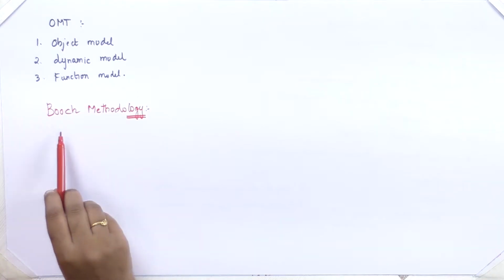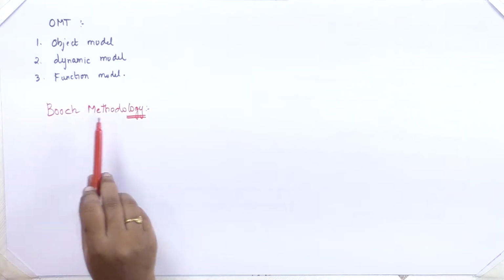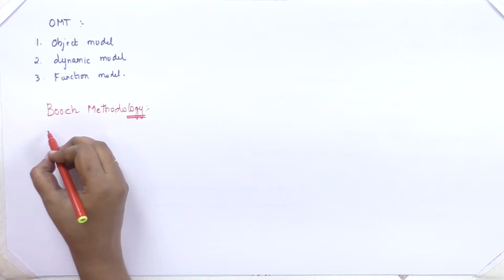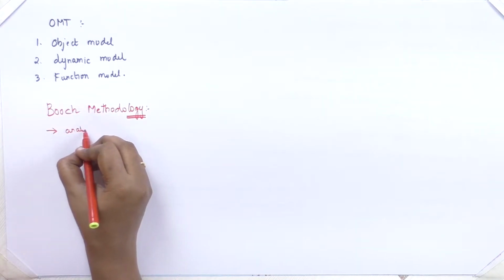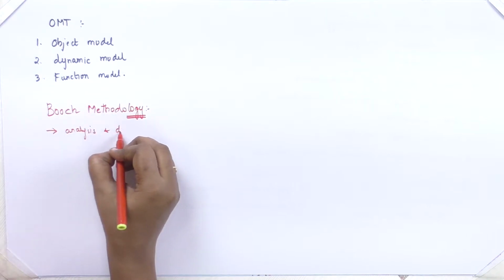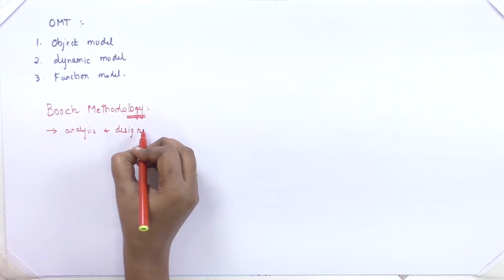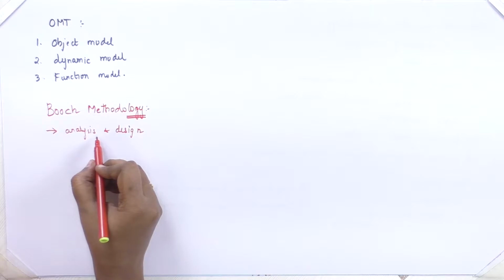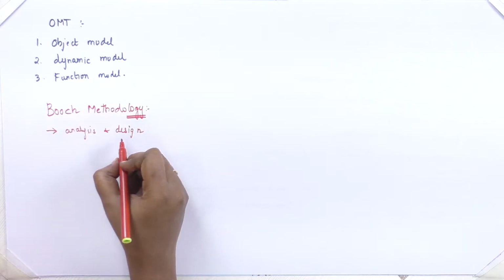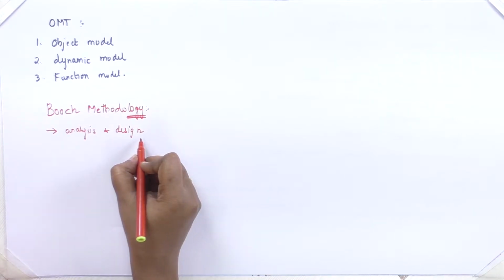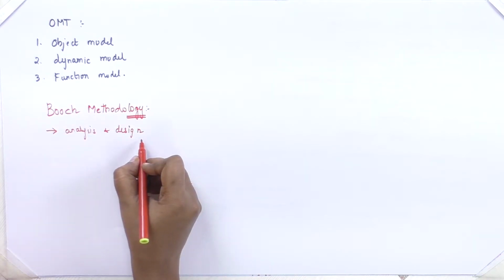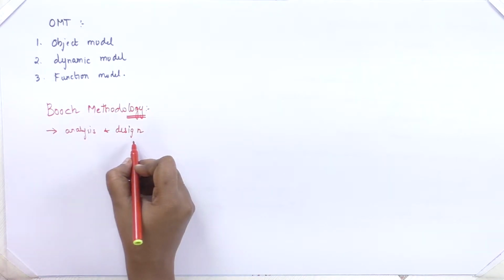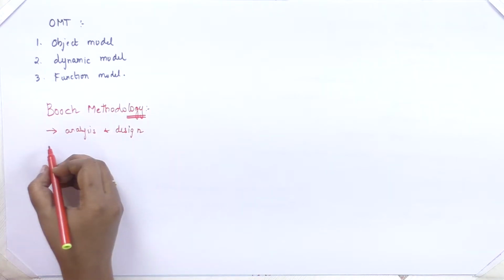The next popularly used methodology is Booch methodology. Here this methodology has two phases: analysis phase and design phase. So this method will analyze the requirements from the user, and it will develop or design the system based on the requirements we have collected from the user.